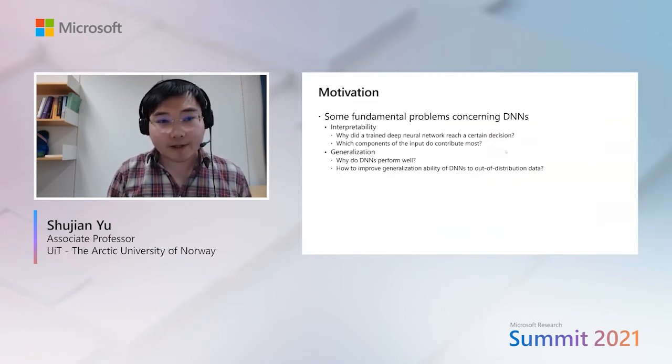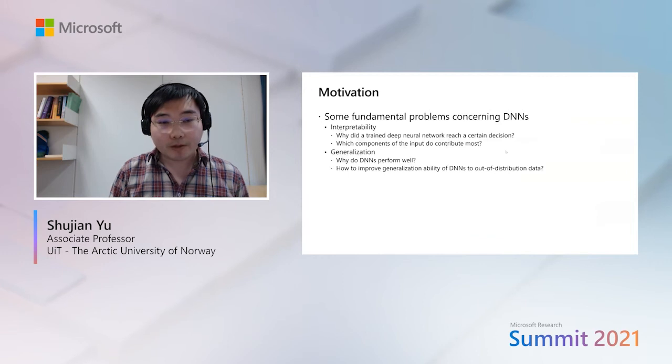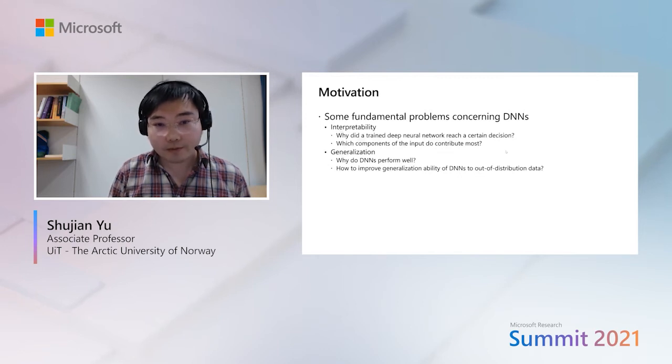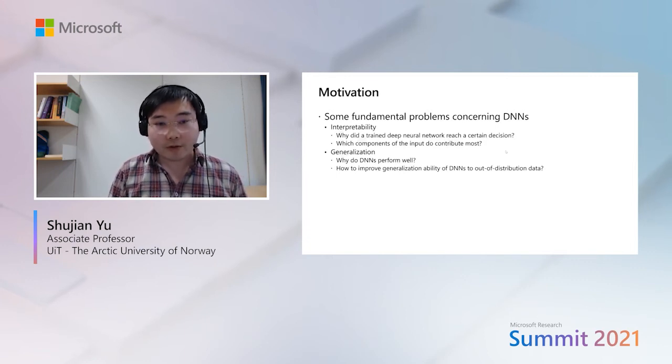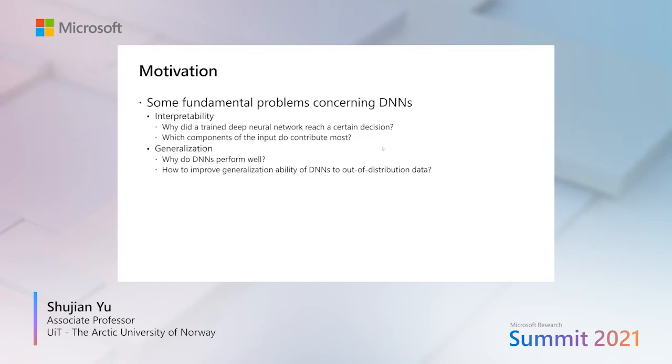So, indeed, there are still some fundamental problems concerning deep neural networks. For example, interpretability. Questions include, why did a trained deep neural network reach a certain decision, or which components of the input contribute most? On the other hand, we also want to understand the generalization behavior of a deep neural network when it is trained from scratch. So questions then include, why do deep neural networks perform very well, or how to improve the generalization ability of deep neural networks to out-of-distribution data?